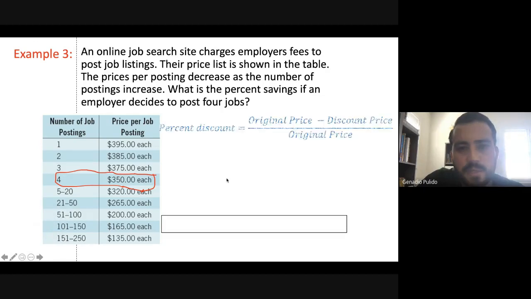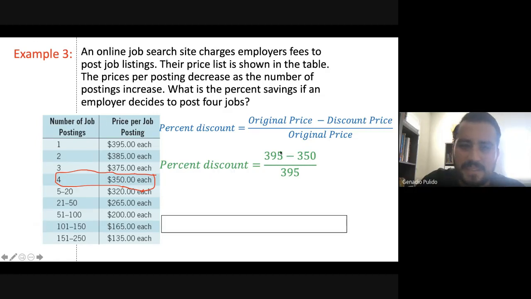Okay, so to figure out the percent discount, because we're looking for savings, we're going to take the original price minus the discount price, all divided by the original price. And the original price, we're talking about how much it is for just 1 posting. That's what we're going to compare it to. So percent discount is equal to our original price, $395, minus the discount price, which is $350, and we're going to divide that by our original price, which is $395.